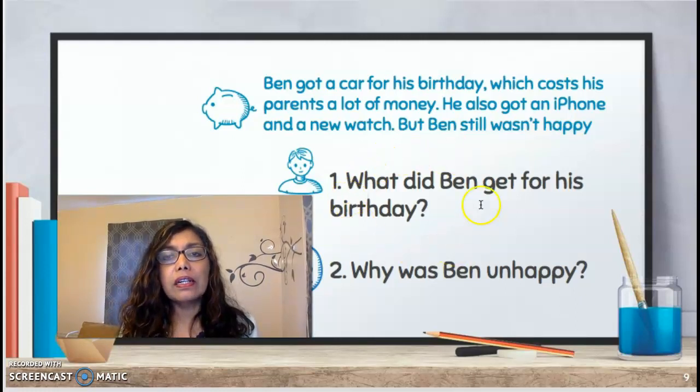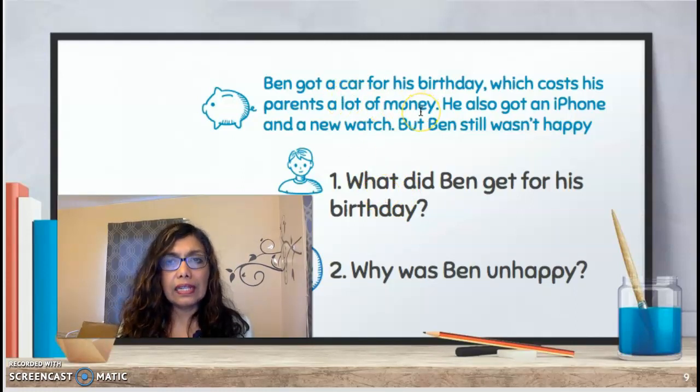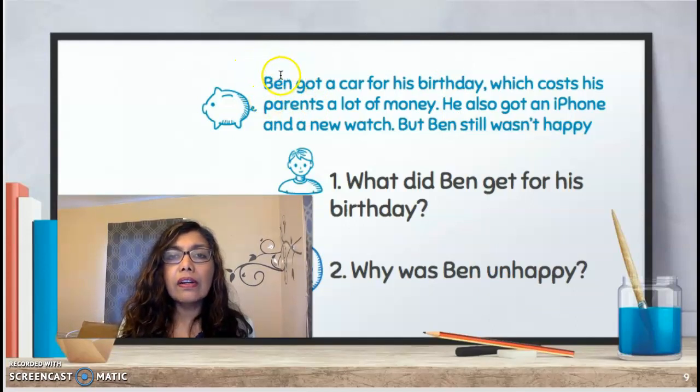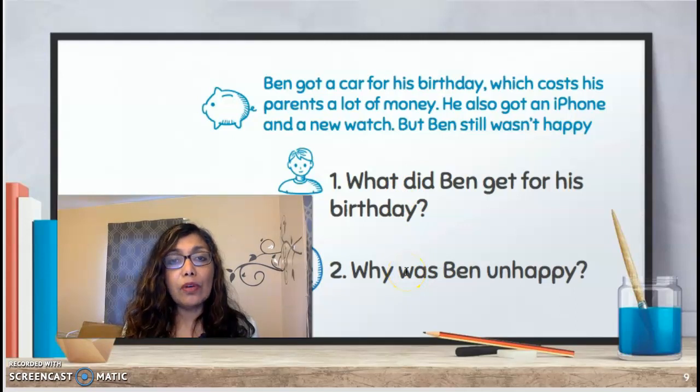So here is some comprehension. An explicit question, where the student can read closely in the text and find the answer directly, is: what did Ben get for his birthday? The student didn't need any background information. He can find the answer in the text. That's explicit. Implicit would be a comprehension question like: why was Ben unhappy? Now, they would need to know a little bit about Ben, some background information about the character in the story, to be able to answer this question. They would need some inferential skills. So those are the two different ways text can be organized, explicitly or implicitly.